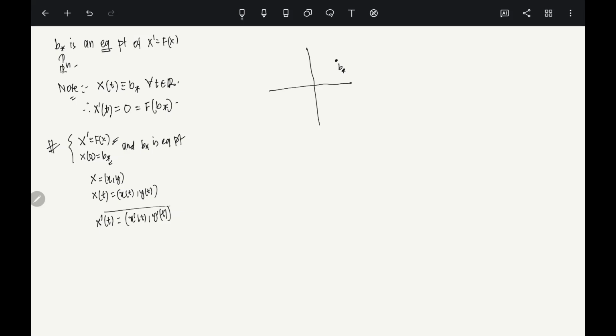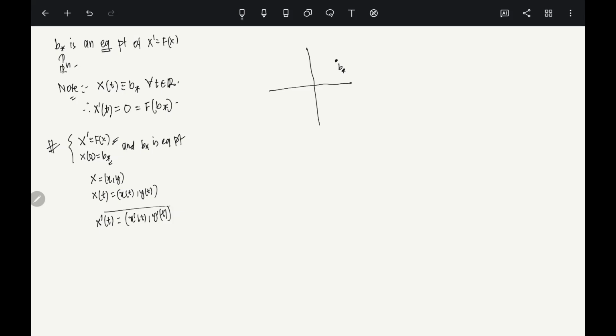So basically what it is saying is this: if a particle starts at B star, it does not move as time moves. It ends up at B star itself. So that is also a solution. Do you understand? Why is it an equilibrium point? Because it is not moving. If it starts there and ends up there for all time t, it's not moving.